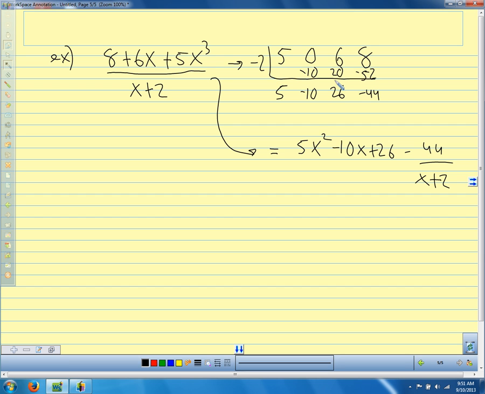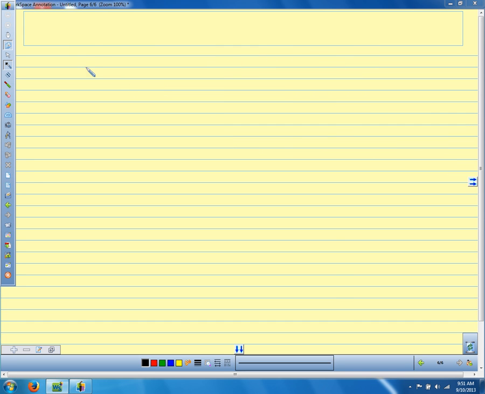So the way we're going to use synthetic division, we have two really important theorems that tell us how we're going to use synthetic division and long division. One is called the remainder theorem.